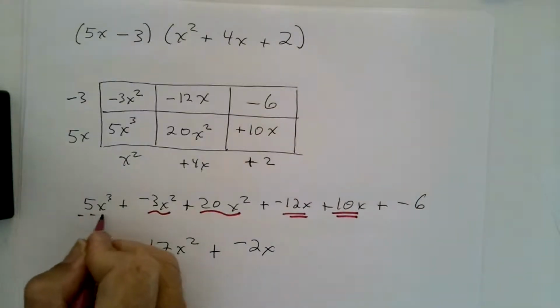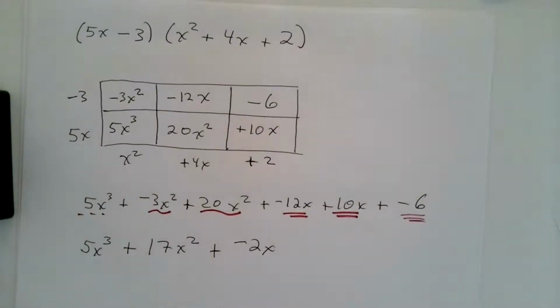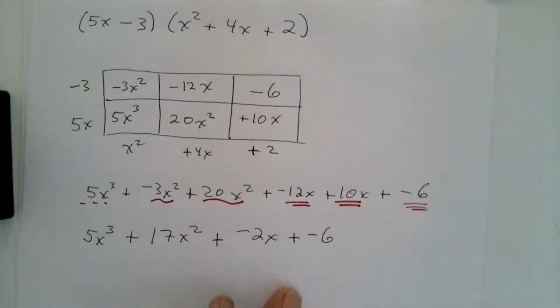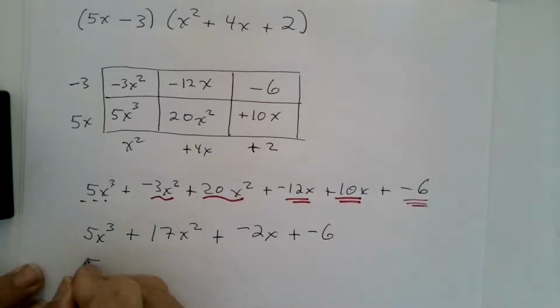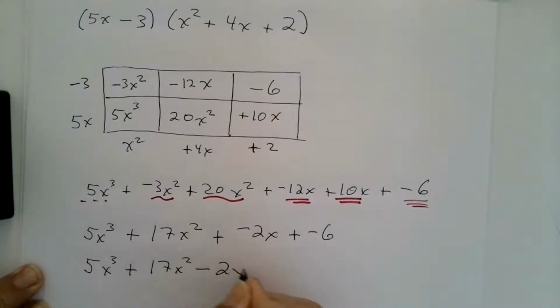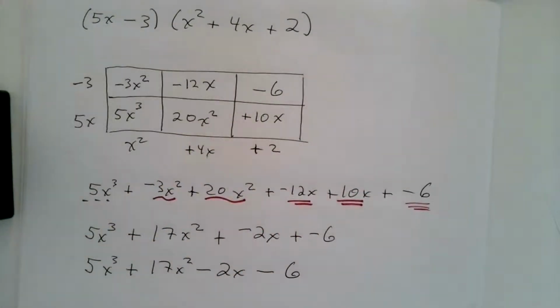So this was the only x cubed we have, and this is the only number we have. So we finish this off with plus negative 6. And I like to write it without plus negatives, just as minuses, so I'll rewrite my final answer as 5x cubed plus 17x squared minus 2x minus 6. So you'll notice this box method generalized well for a binomial times a trinomial, where the FOIL method only works for a binomial times a binomial.